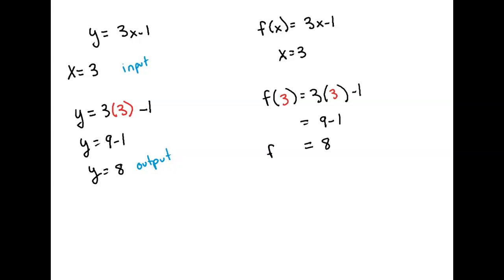The only difference is my answer. Notice that my answer has both the input and the output all together. The 3 is my input, and the 8 that I wrote is my output. That's the great thing about function notation: we can see those input and output together, versus when it's just y and x, we have to go looking for our input and our output, so to speak.